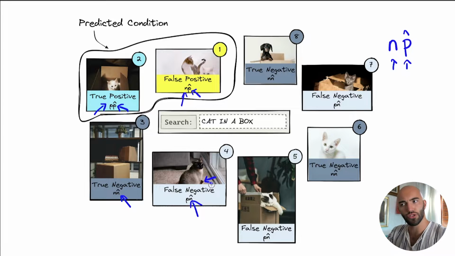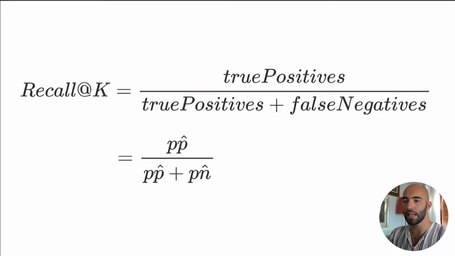So just remember, we have the actual conditions, predicted conditions, and we have positives or negatives based on those two forms of conditions. Now, with that, we can move on to our first metric, which is recall at k. Recall at k is pretty simple. We have the true positives, which we just described, divided by the true positives and false negatives. So what does that mean?